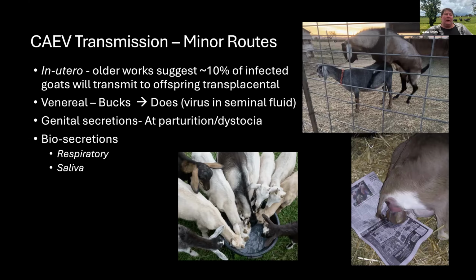What we do see is it's bucks to does, so CAE positive bucks will shed the virus in their seminal fluid, and so they can infect does during breeding. The does will have it in their genital secretions, particularly around parturition. And so you have to think if you have a positive doe that has a dystocia and requires a lot of manipulation, that is going to be a higher risk for that kid to seroconvert or become infected than a negative doe or a doe that has an easy birth.